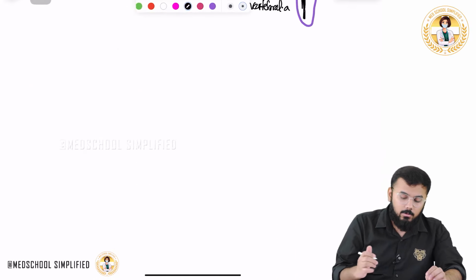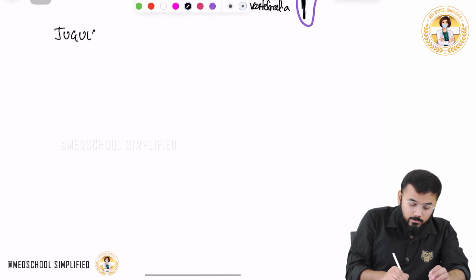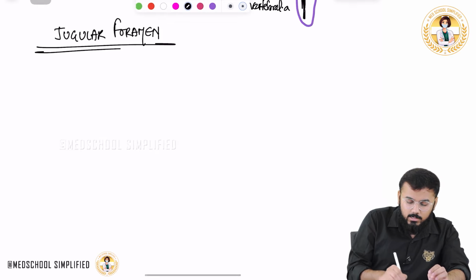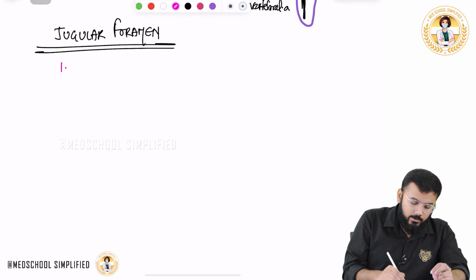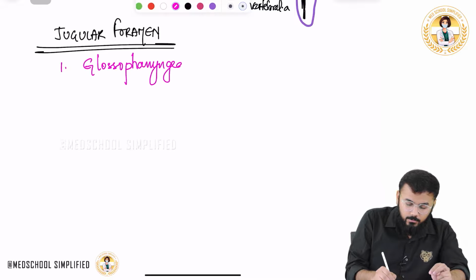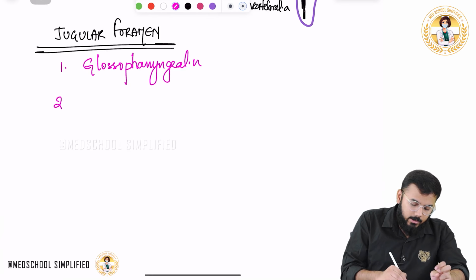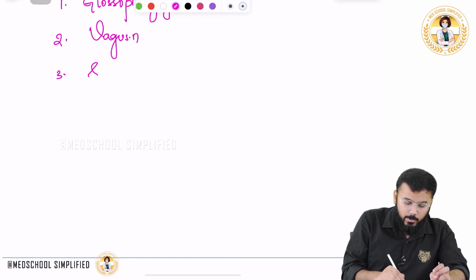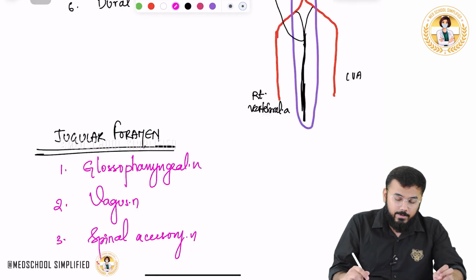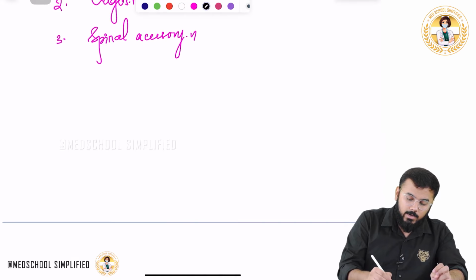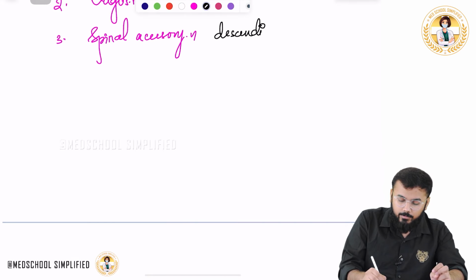Now after this, the next important foramen is the jugular foramen. Quite a many structures pass from here. What structures pass through this jugular foramen? The first is your glossopharyngeal nerve. The second is your vagus nerve. The third is your spinal accessory nerve. Just above I discussed the spinal accessory nerve that was ascending, and this spinal accessory nerve will be descending.